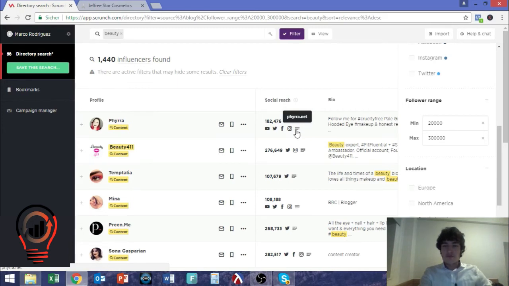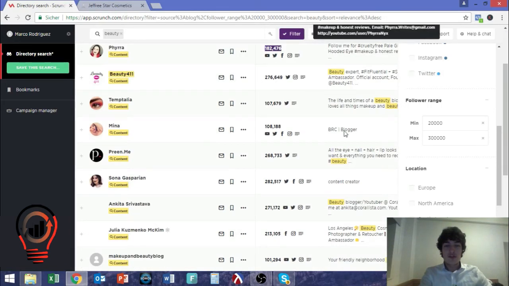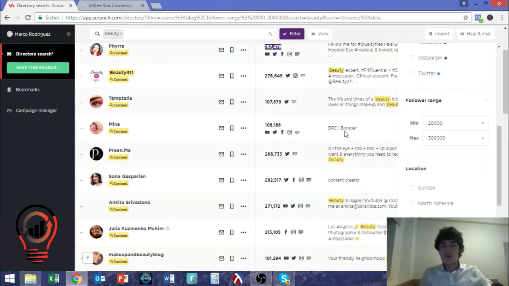And what you also see here is that the social reach is divided on different channels. So when it says 182,000, it means that they have this amount of followers on YouTube, this amount on Twitter, Facebook, Instagram, and they have a blog. So maybe it makes sense to use someone who has just 1 or 2 sources, because the more sources they have, normally the more expensive it gets.